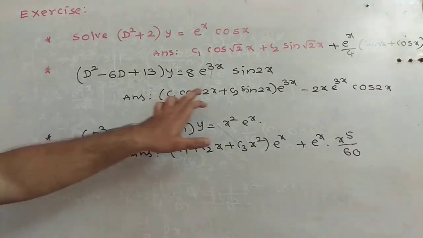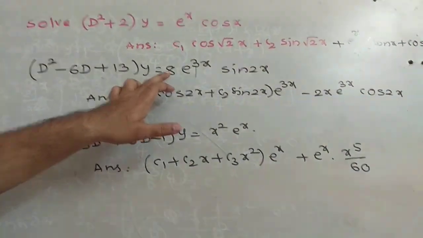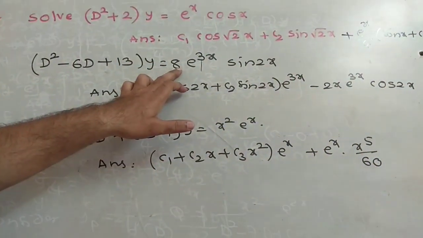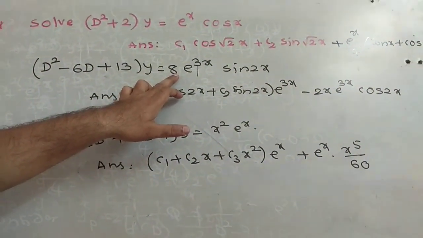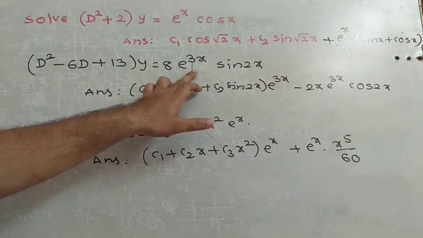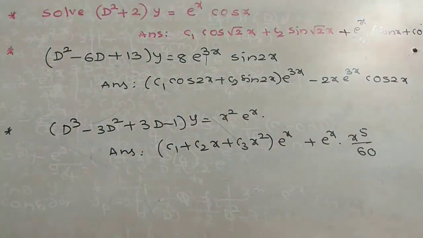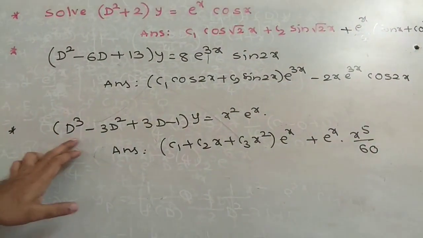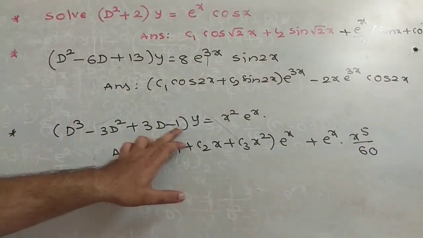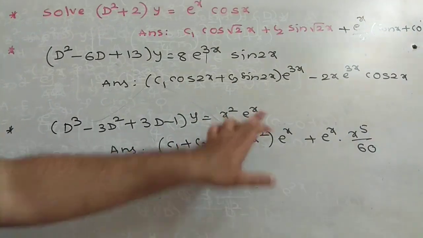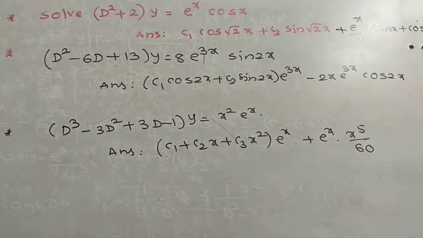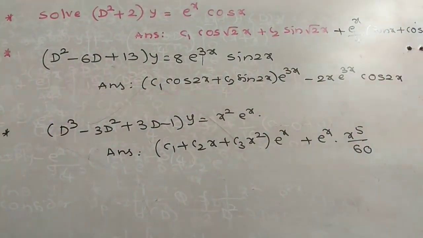So as usual you find out the yc value. And while finding yp, 8 anyhow is a constant term, you can take it left. And first you take e power 3x to the left side, then you apply your procedure for sin 2x. Similarly, d cube minus 3d square plus 3d minus 1 of y equal to x square e power x. Same procedure you apply and you will get your final answer.